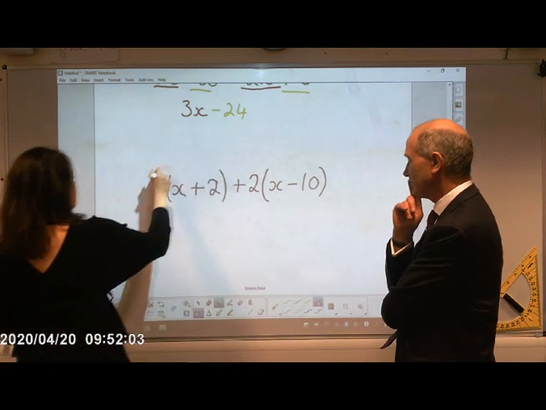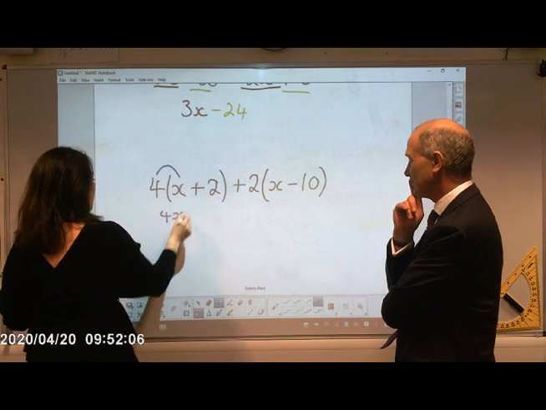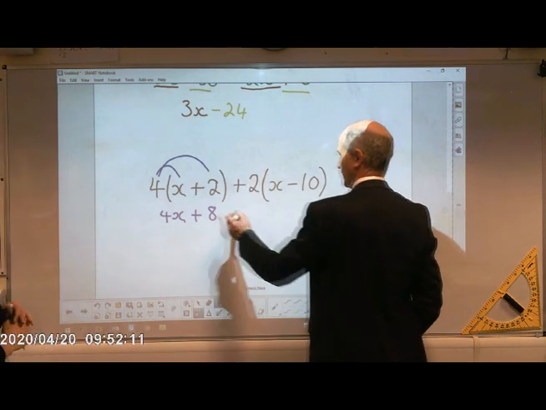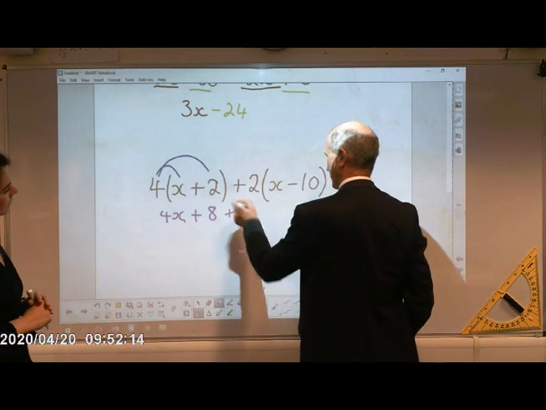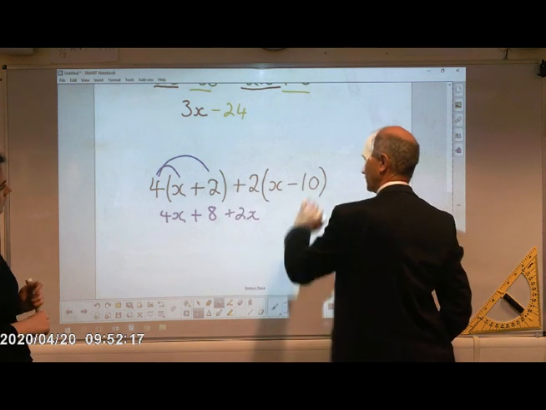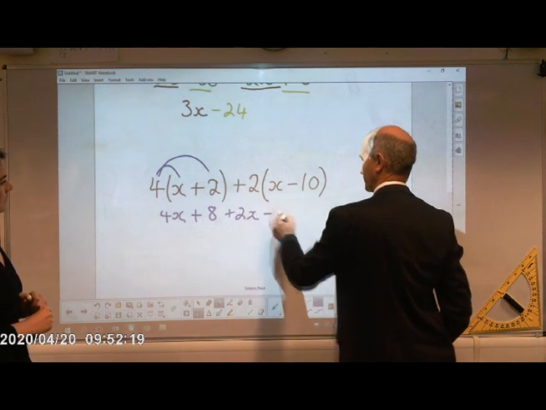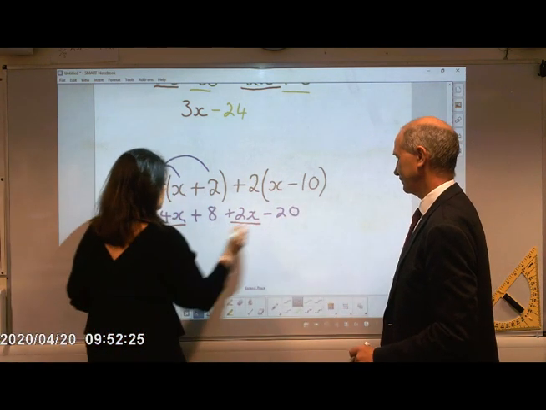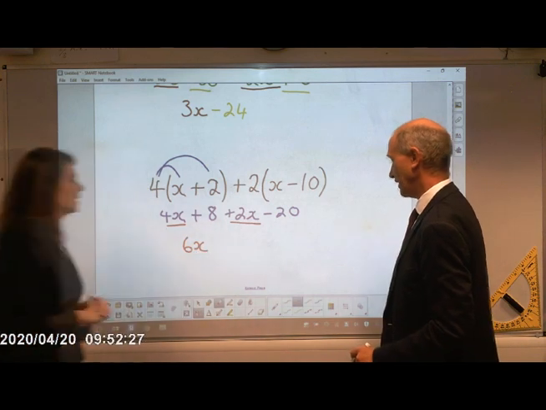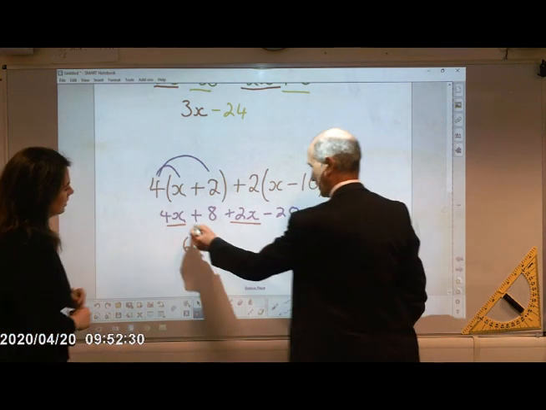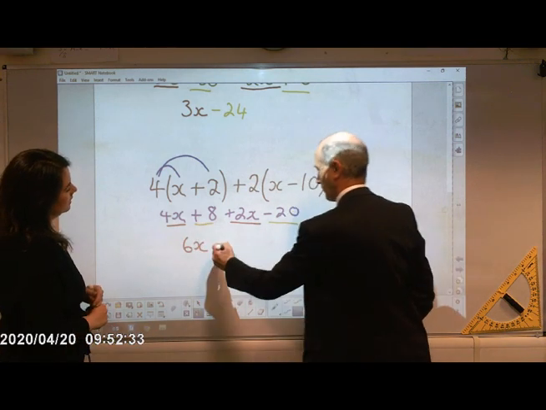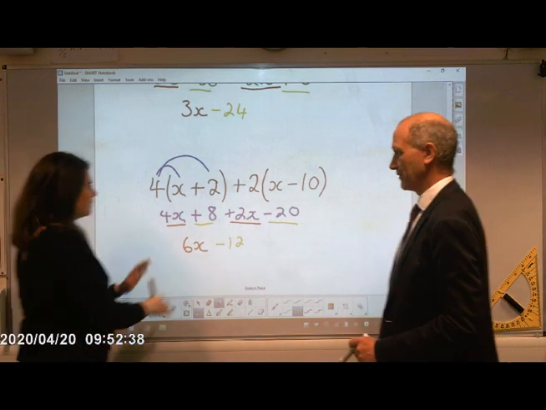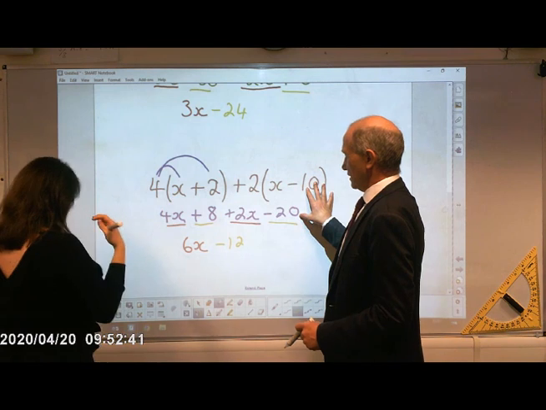Let's do it together. So, 4 times x is 4x. 4 times 2 is 8. Okay, and then 2 times x is 2x, and then a positive and a negative multiplied together makes a negative. 2 tens are 20. Simplify it. 4x plus 2x is 6x. And 8 take away 20, let's put a little colour on that. 8 take 20 is minus 12. Lovely. So we've done 2 brackets, expand and simplify, but we're going to do another one.